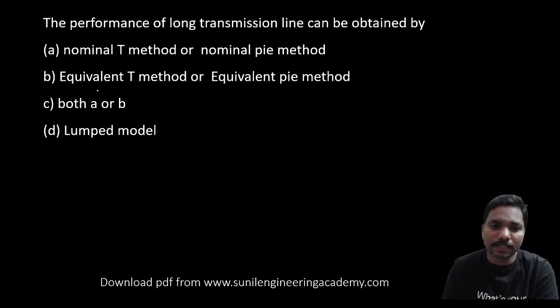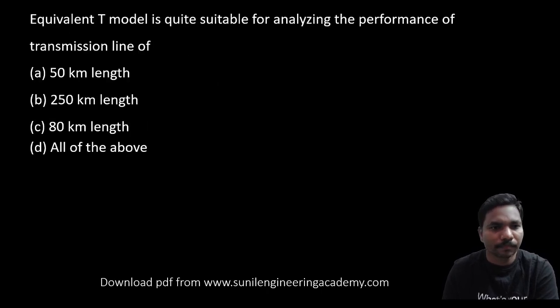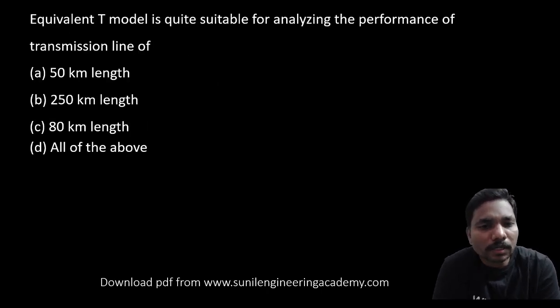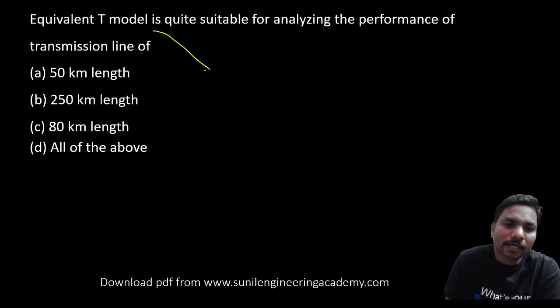Long transmission lines are already given equivalent T or equivalent pi method. Equivalent T model is quite suitable for analyzing the performance of transmission line. Indirectly they have given equivalent T or equivalent pi method, so we can go with the long transmission lines, correct? Long transmission lines are nothing but length greater than 160 kilometers.